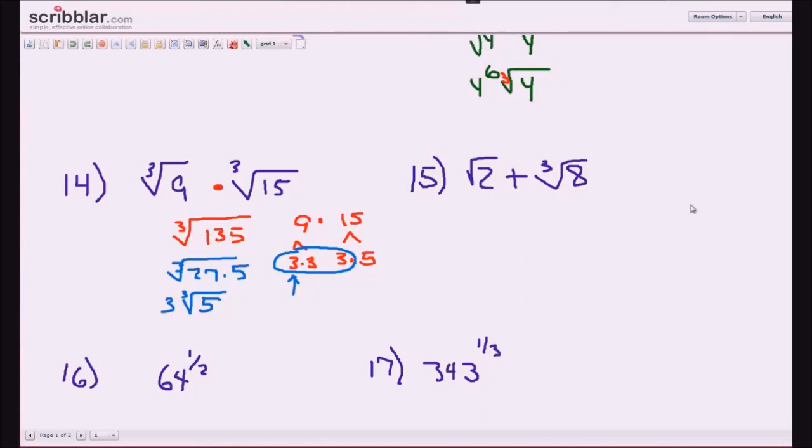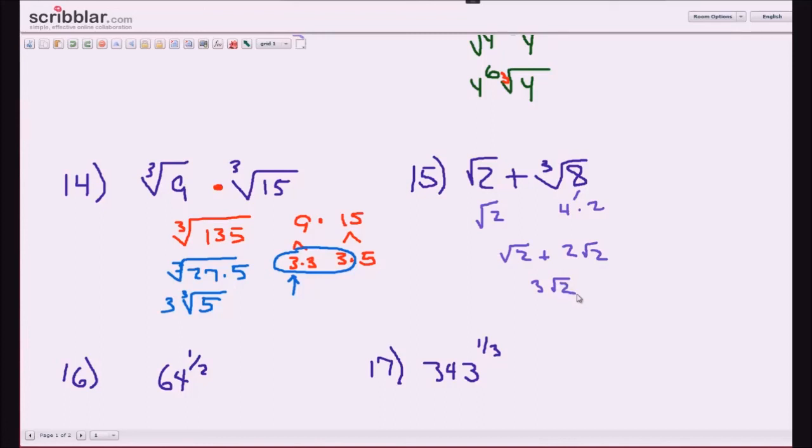A lot of times what students will do with this question, now this is a mistake, don't do this, is they'll say, oh, okay, that's root 2. That 8, oh, 4, 2, okay. So that's root 2 plus 2 root 2. And then they'll say 3 root 2.